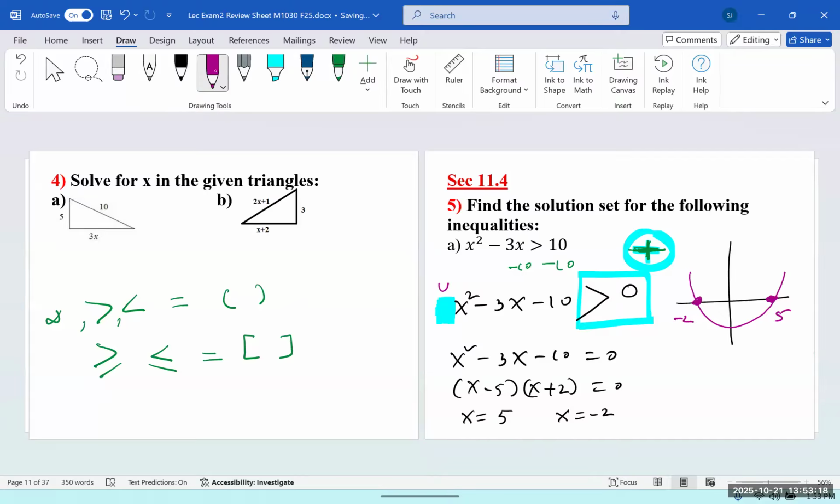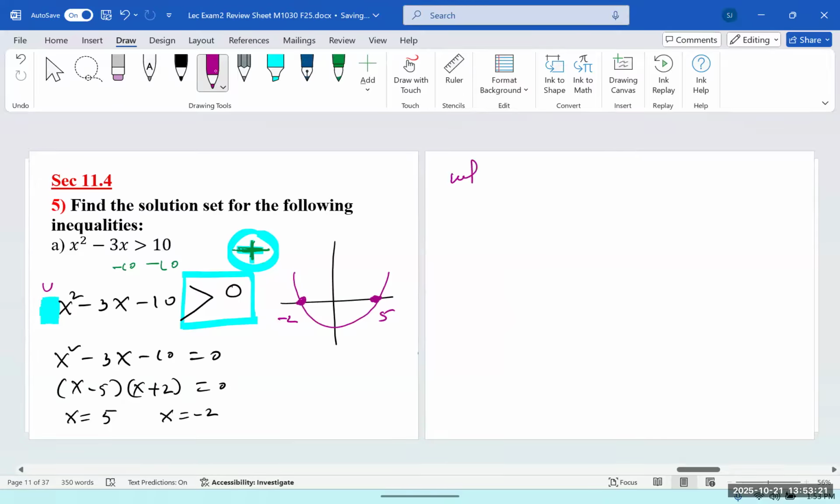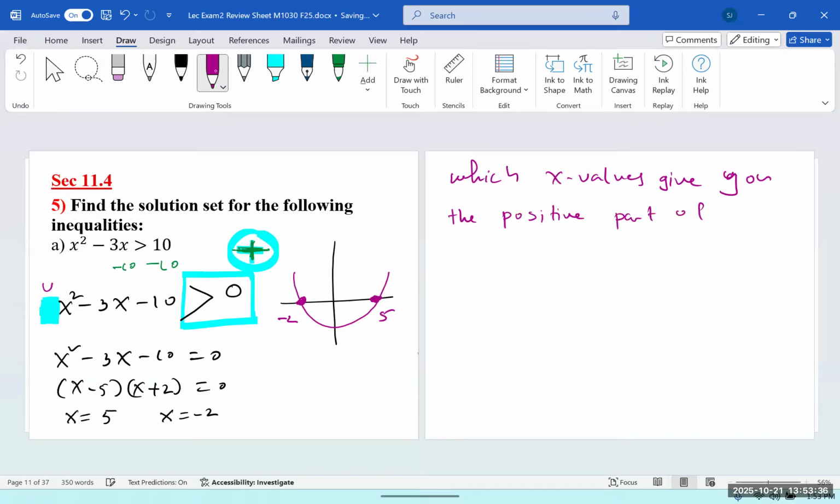Now the question is asking which x values give you the positive part of the graph. In other words, positive y values. Which x values give you the positive y values? So let's see. This is 5 and this is -2. Let's start from here.